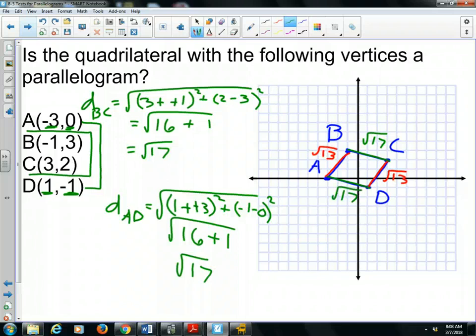Wasn't that fun, everybody? The opposite sides are congruent from A to B to C to D. They're both the square root of 13. The opposite sides are congruent from B to C and A to D. They're both the square root of 17. Now we can say with pure confidence, yes, this is a parallelogram.